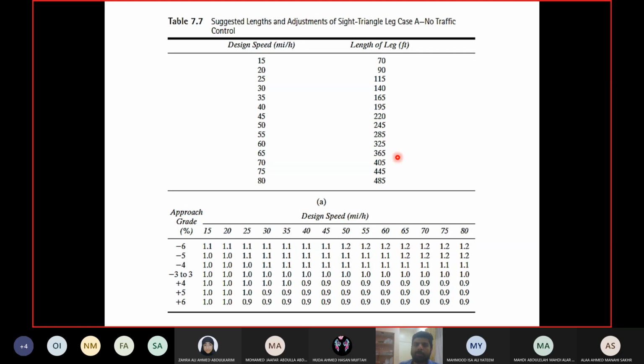For example, you find the value 325 feet for 60 miles per hour. You come here, 60 miles per hour. Let's say your gradient is minus 6%. For minus 6%, the adjustment factor is 1.2. So 325 times 1.2 will give you the final value of the distance for DA or dB, whatever you are trying to find out. This is how you get the final value.